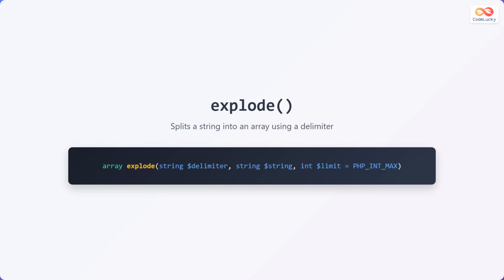The explode function splits a string into an array by using a delimiter. Here's the syntax. It returns an array. The function name is explode and it takes three parameters: a string delimiter, a string, and an optional integer limit, which defaults to PHP_INT_MAX.